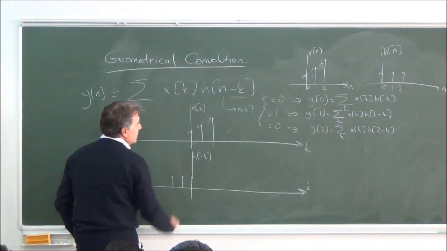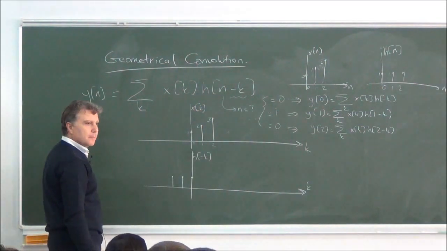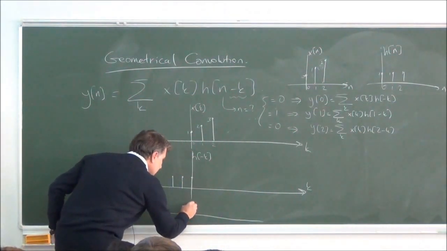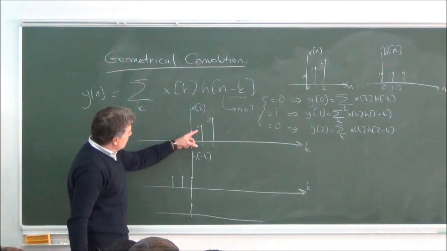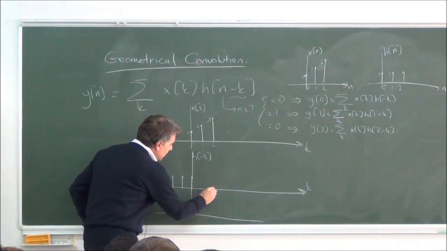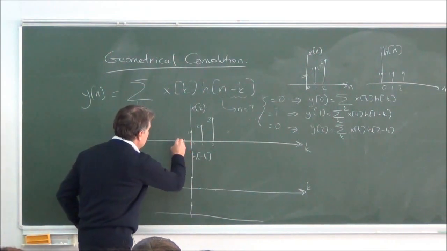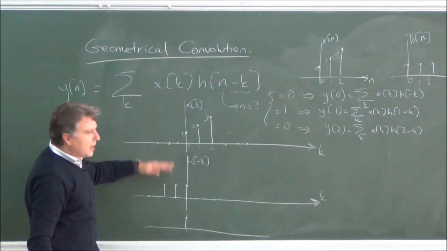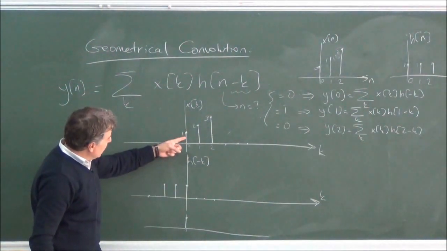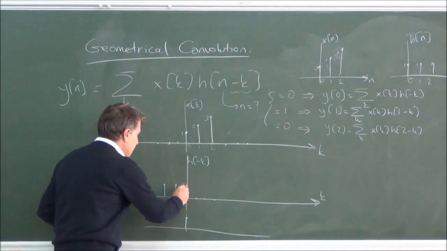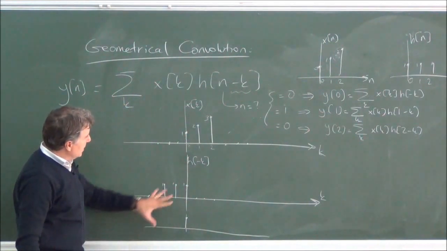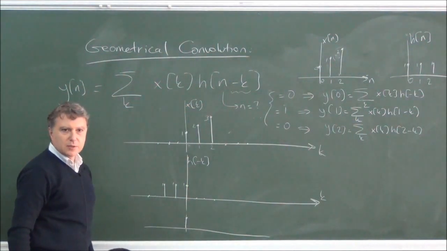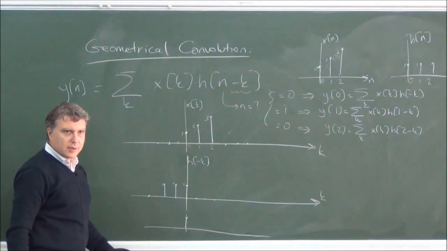When I multiply these two, what is the multiplication? The multiplication is just a single impulse, because the other values are all zeros. So everything is multiplied by 0, but this one and this one are multiplied. This is h of minus k, this is x of k. I multiplied them and I have this result. This is the multiplication. Do you agree?